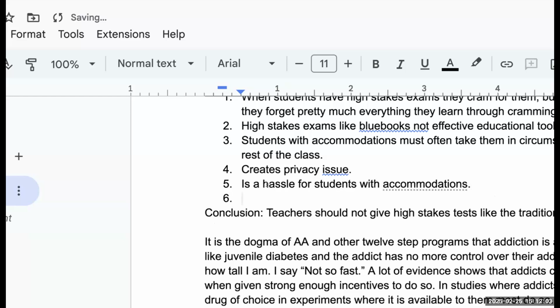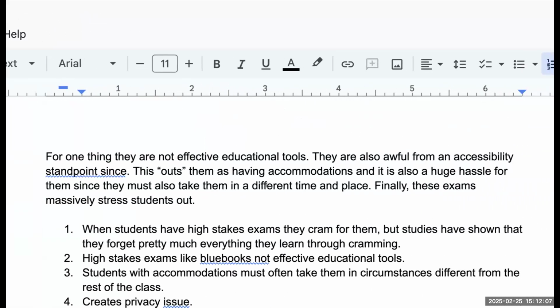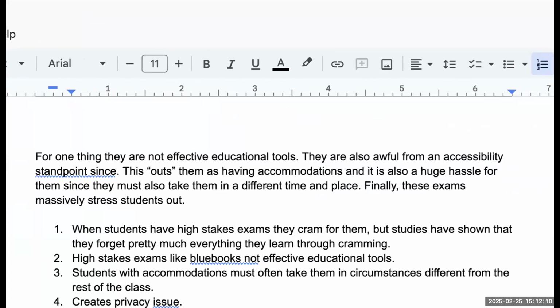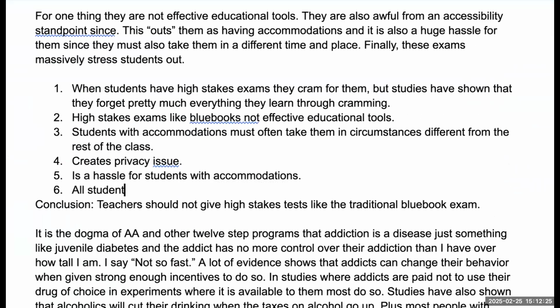And then six, I say, well, finally, these exams massively stress students out. Look, think about it: if we're having premises, we want our premises to be true, right? Well, is it true that Blue Book exams stress every student out? If I said something like, all students are terrified of Blue Book exams, right? We want our premises to be true, and that's almost certainly not true. There are plenty of weird people who even like high stakes tests. It's like, all right, I like this stress, I'm going to go in there and get it done, right? So not all students are terrified of them. Would we say that all students are stressed out? No.